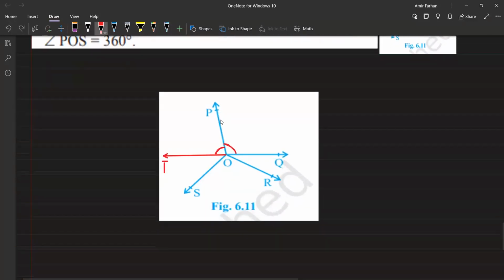Angle POT plus angle POQ is equal to what? 360 degrees? How? It's a straight line. Does a straight line have a 360 angle? No, sir. 180 degrees. 180 degrees, right?